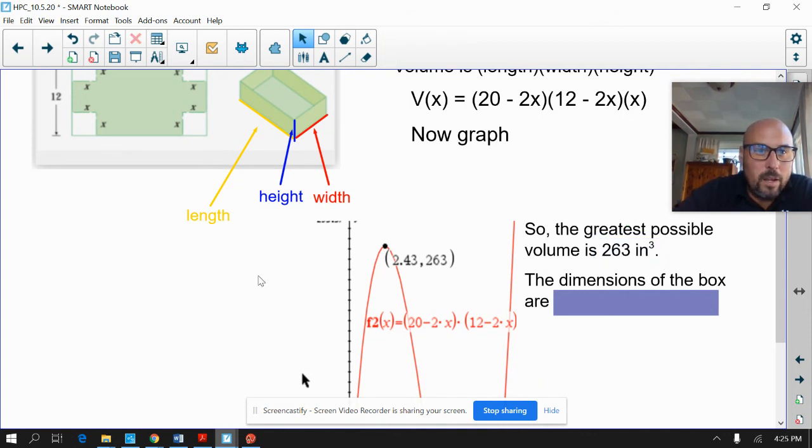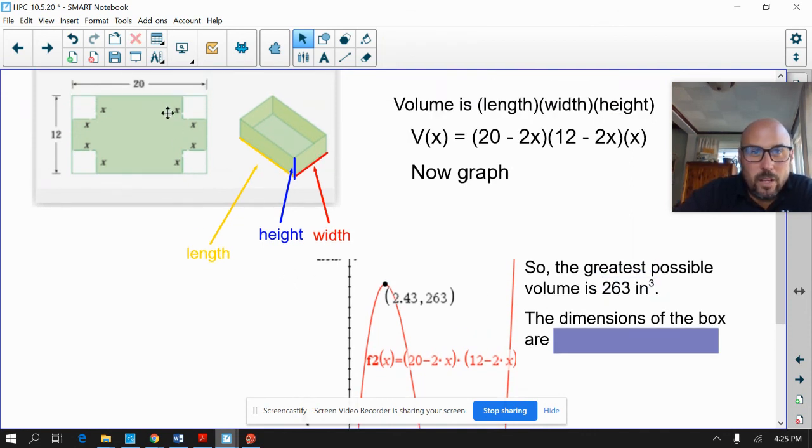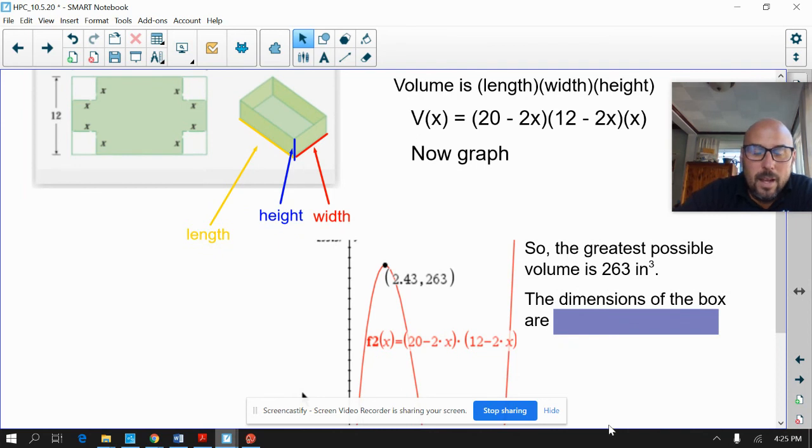So the greatest possible volume is 263. There's no way with this 12 by 20 sheet of metal you could get a bigger box than 263 cubic inches. No mathematical way, no possible way. What are the dimensions? Well, the height is 2.43 because remember that was the x. The x is the height. The width is 12 minus 2 of those x's. And the length is 20 minus 2 of those x's. So the dimensions are here. 2.43 inches high, 7.14 inches wide, and 15.14 inches long.